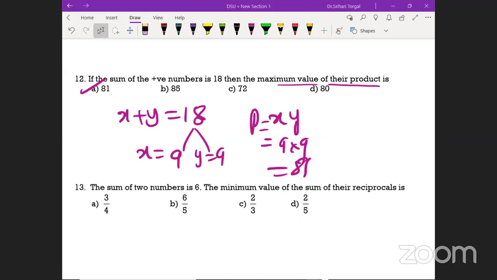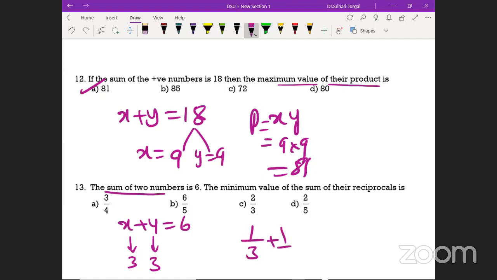Okay. Let me move on to the next problem. Sum of the two numbers is 6. Minimum value of the sum of the reciprocals is. It is very easy. See here, sum of the two numbers is 6. You just split it into 2 as 3 and 3. Whenever you get sum of two numbers, you do like this. The minimum of their reciprocals is 1 by 3 plus 1 by 3, 2 by 3 answer. That's it.